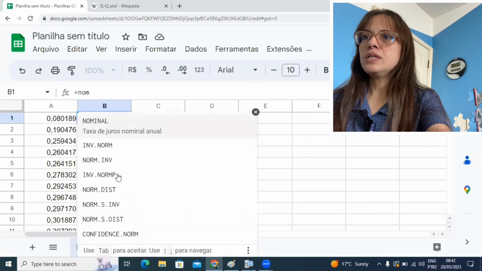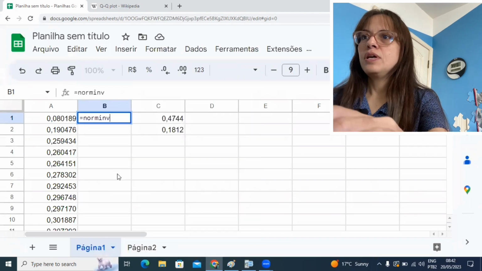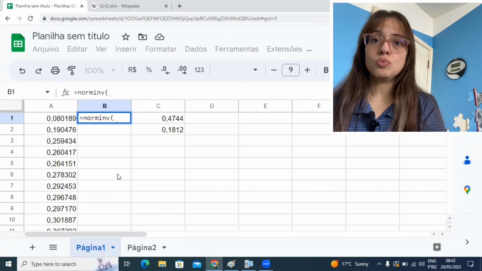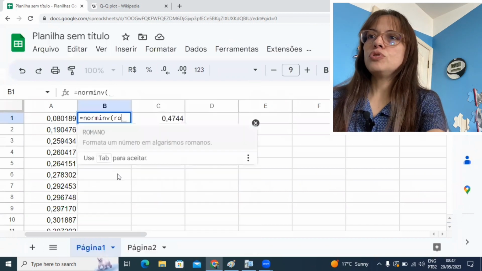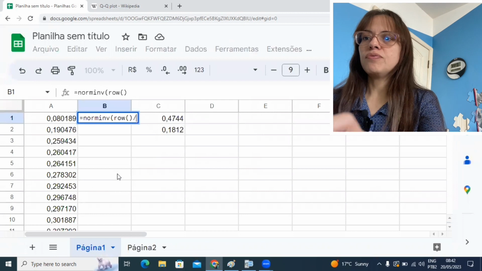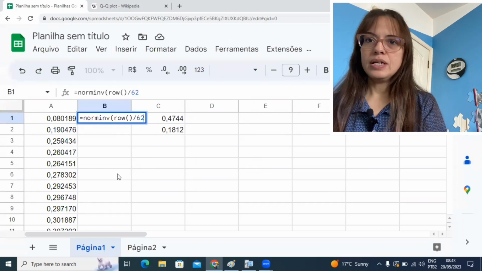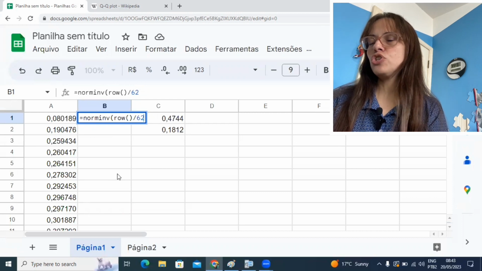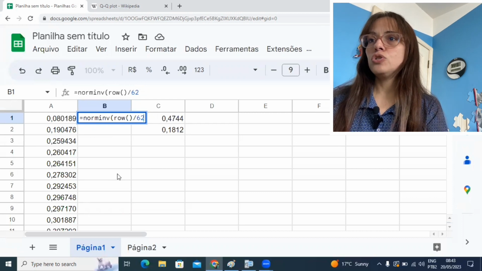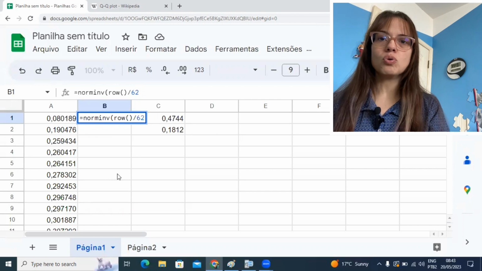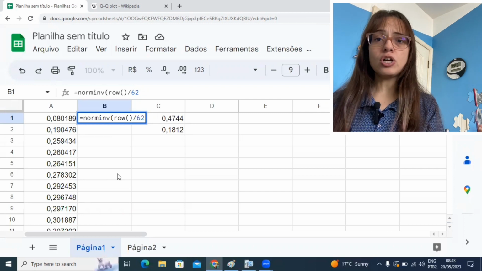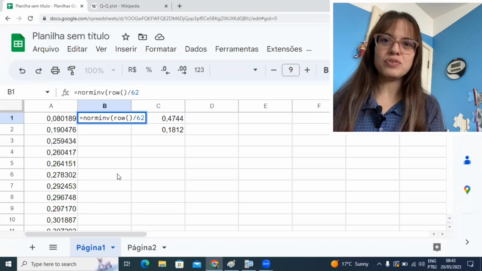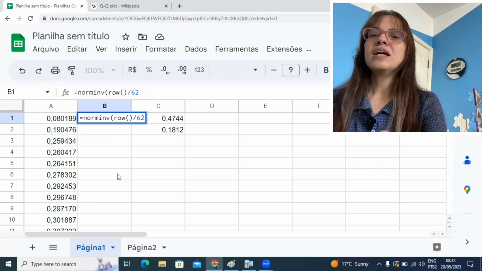The command is NORM.INV, and then first you want to give it the percentage that you were looking for, which I am going to use as rho divided by 62. It's 62 for the reasons that I was just saying, and I'm using rho, which in this cell is 1, to get 1 over 62 of the whole normal distribution. And then later when I copy paste it to the other lines, it will just use 2 over 62, 3 over 62, which is exactly what I want.